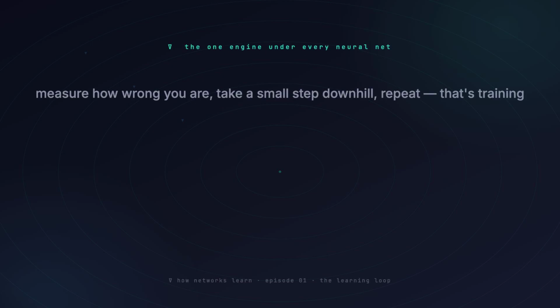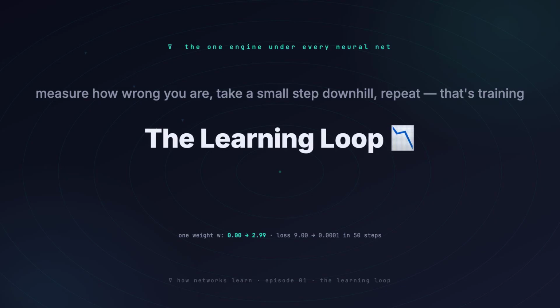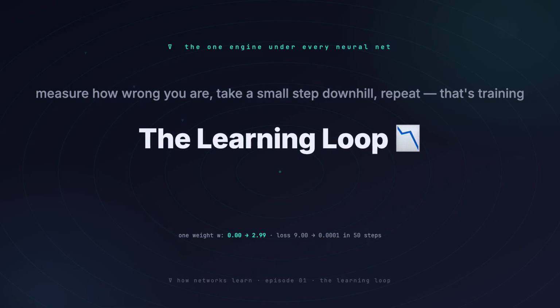Welcome. Over the next 18 episodes, we're going to take apart the one engine that every neural network, every single one, runs on. Not attention, not transformers, not the fancy stuff. The thing underneath all of it, optimization. The loop that turns a pile of random numbers into something that works.